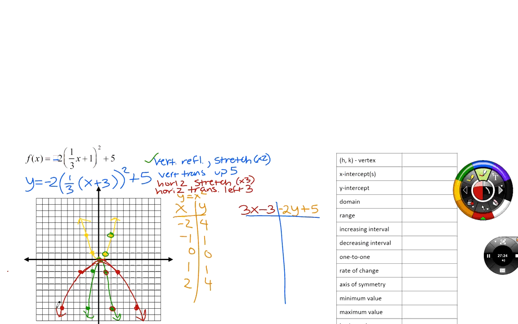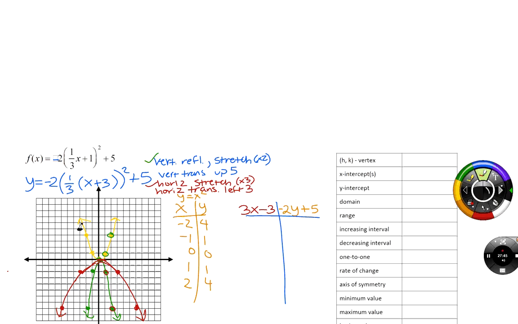And so all we have left to do now are our translations, okay? So let's take these groups of points, but now let's translate them. We're going to go to the left 3 and up 5. So this vertex point that was at 0, 0 is now going to be to the left 3 and up 5. So at negative 3, 5.